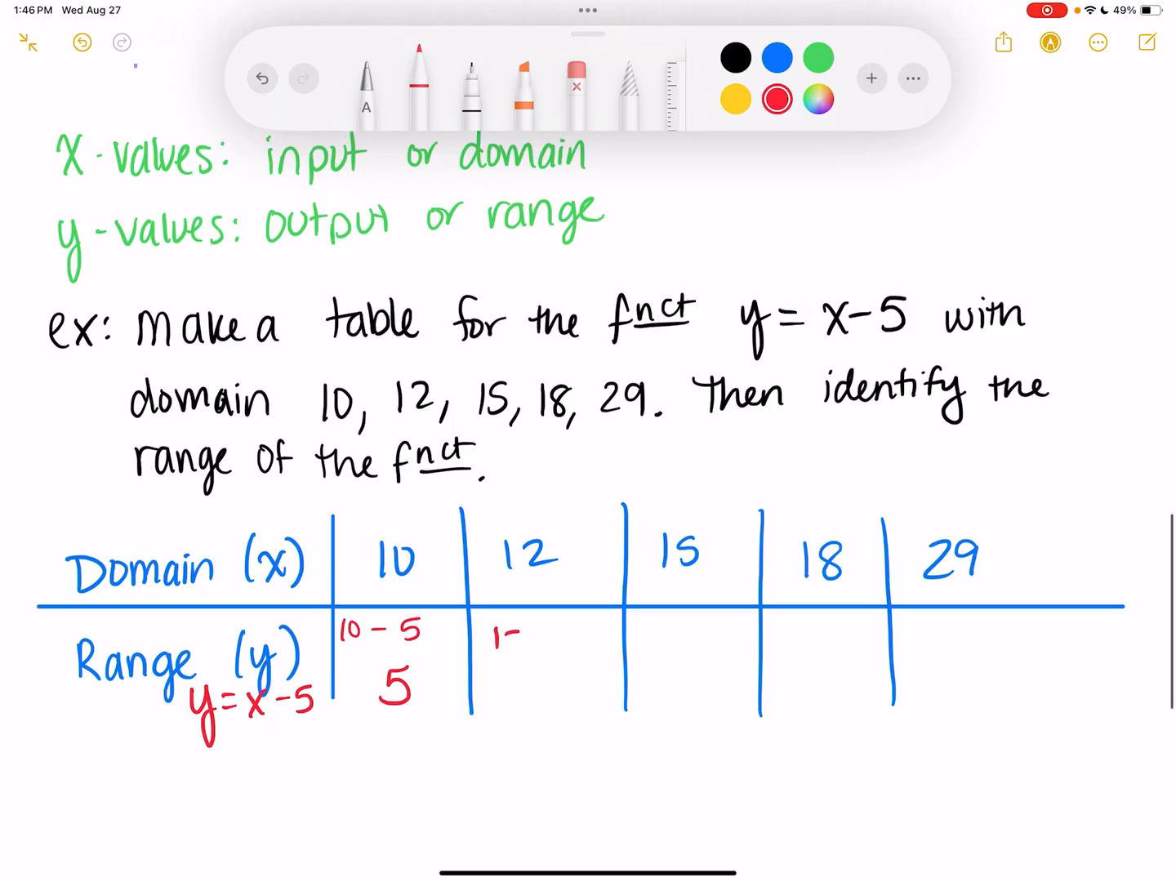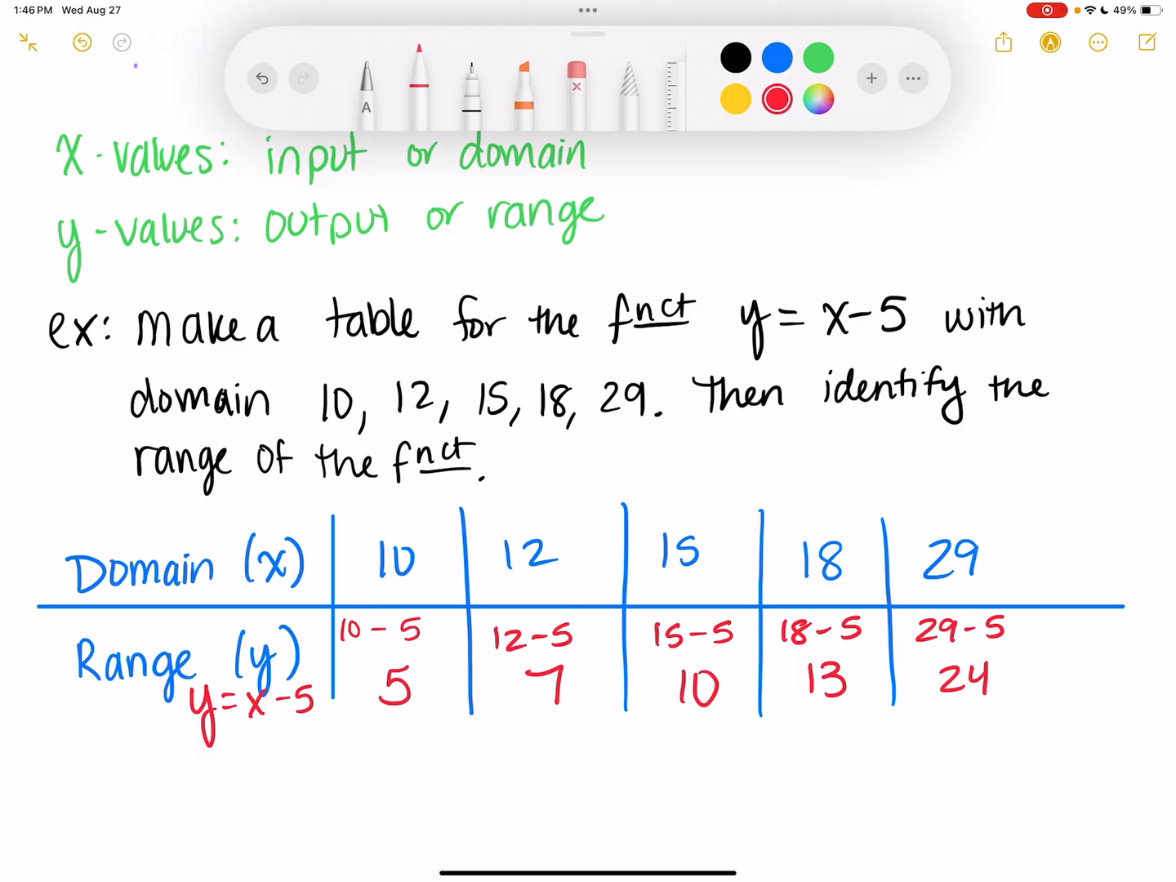Then 12 minus 5, and you don't necessarily have to write all of these in when you do them. If you can just do the quick math in your head, as long as you have the equation, I'm fine with that. 15 minus 5 is 10. 18 minus 5 is 13. And 29 minus 5 is 24. So that would be all you need to do to answer that question.